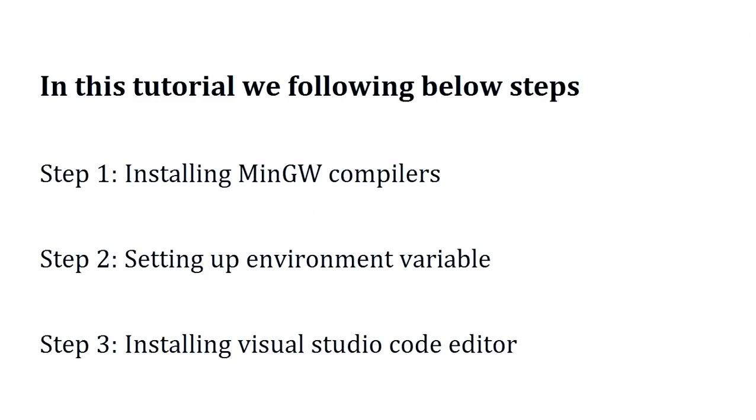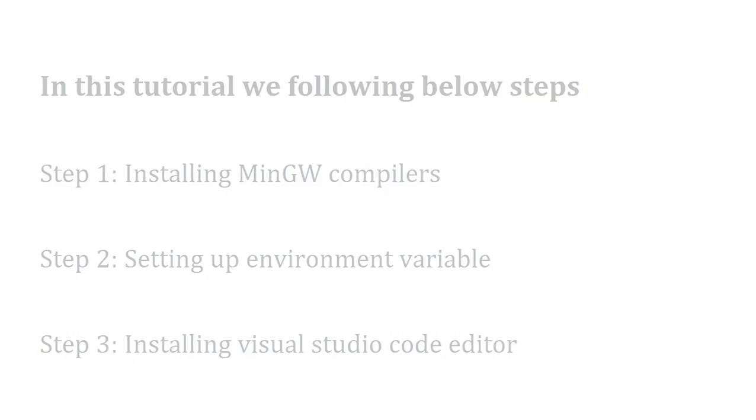Before running a C program, we need to install a compiler and editor on our computer. In this tutorial, we follow the steps below. Step 1, installing MinGW compilers. Step 2, setting up the environment variable. Step 3, installing Visual Studio Code Editor.